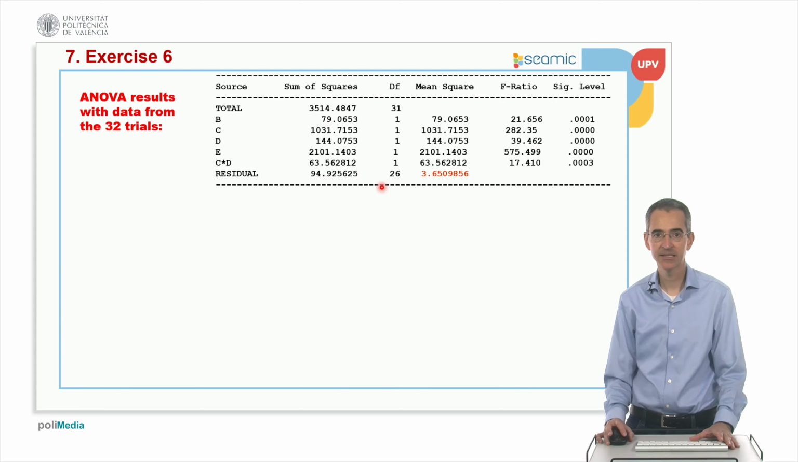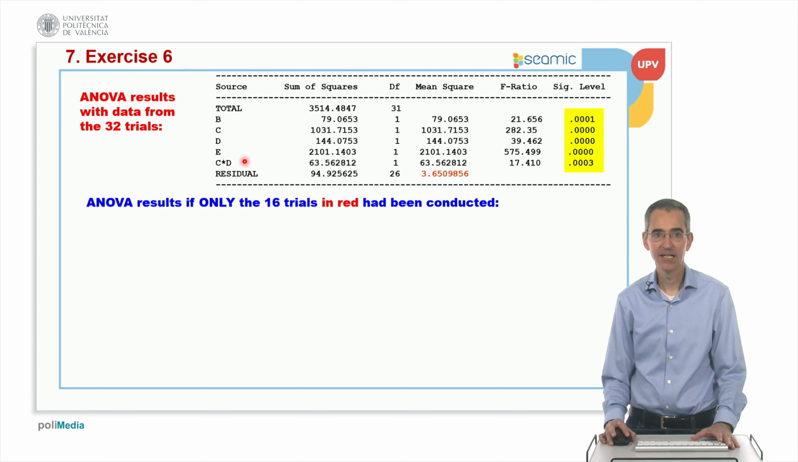You can see here that the number of degrees of freedom of the residual is very high. 26 is much bigger than 4, so we have a lot of degrees of freedom, and so that is good. And also we can see that the p-value is very, very small, which means that the simple effect of these 4 factors, as well as the effect of the double interaction between C and D, is significant.